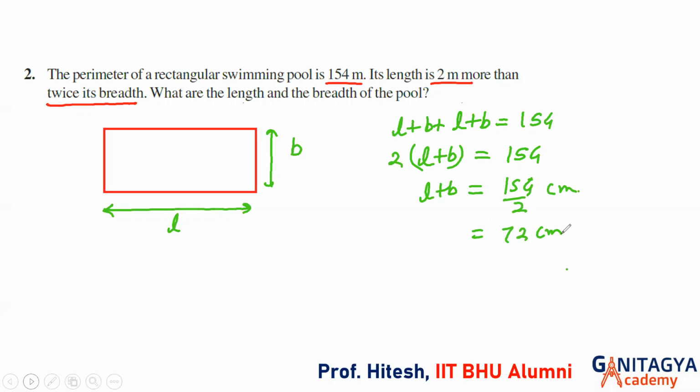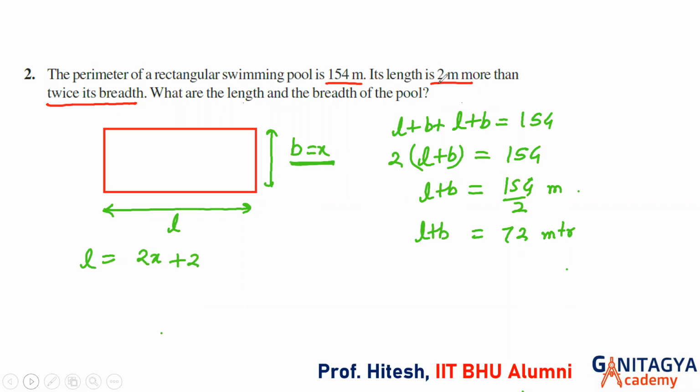Okay, fine. So now the next is its length is 2 meter more than, oh sorry, not in centimeter, it is in meter. So L plus B is 77 meter. Let us say its breadth is x. So L is twice of x plus 2. So this is nothing but its length. Understood now? B is x.